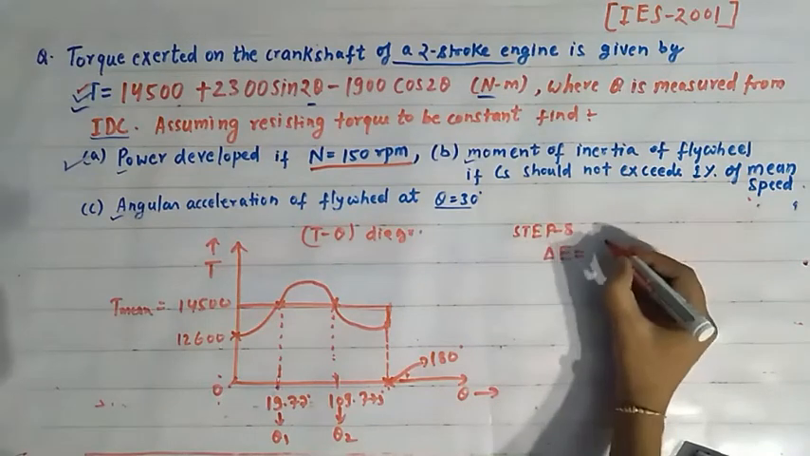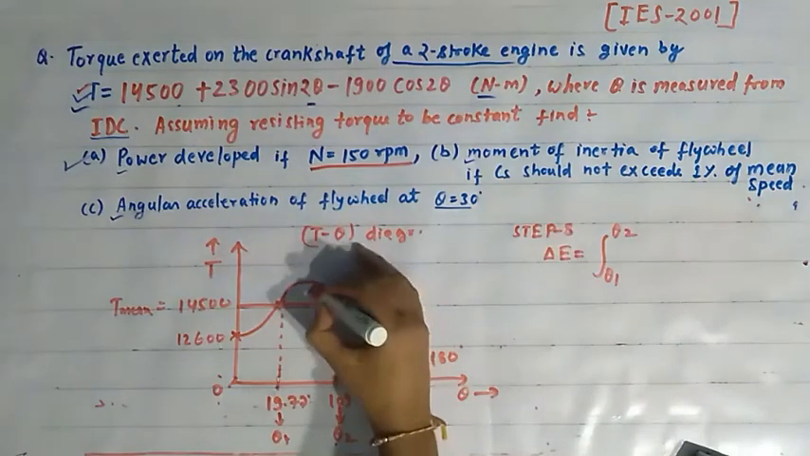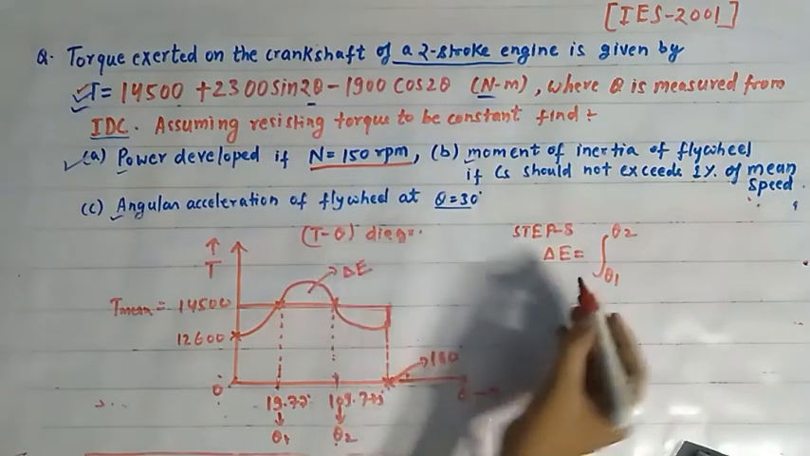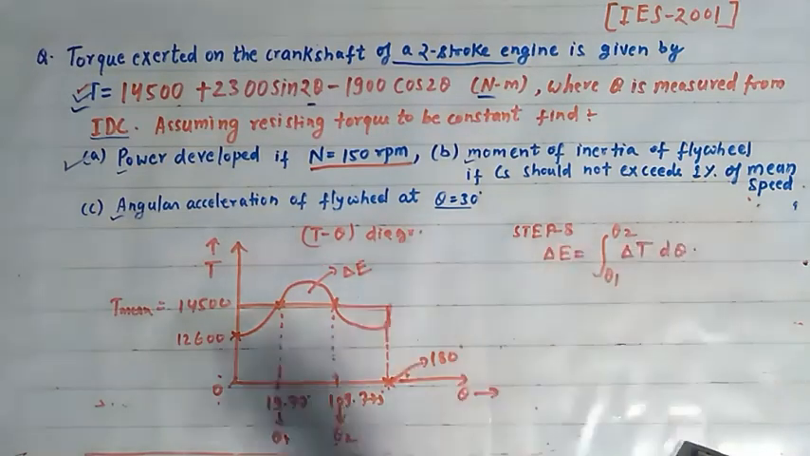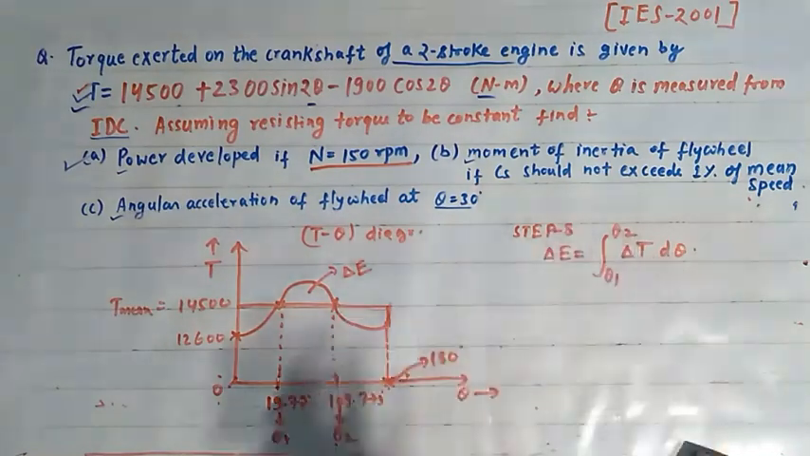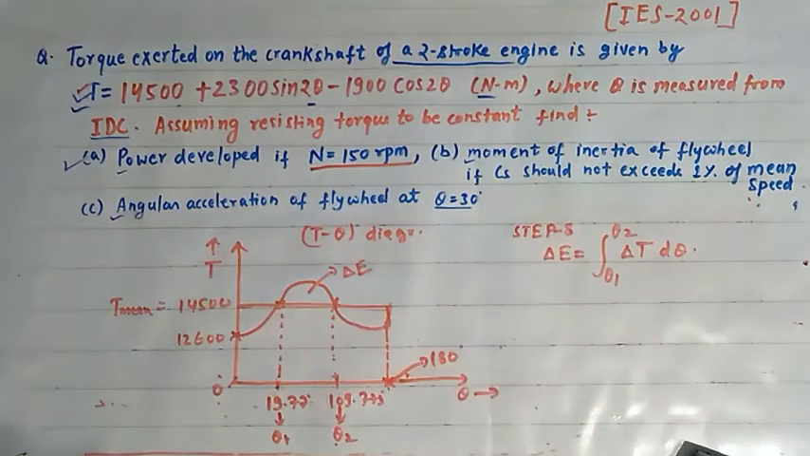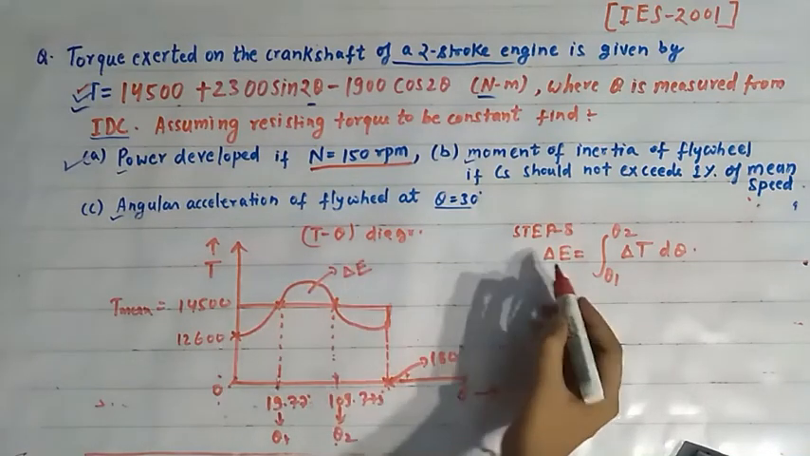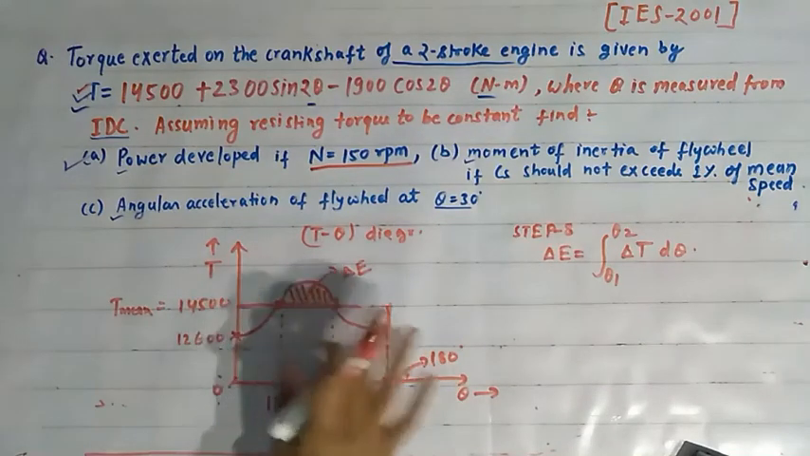Delta E is given as the integral from theta 1 to theta 2 of delta T d theta, because this is delta E, the maximum fluctuation of energy. So I have to integrate the delta T expression from theta 1 to theta 2 to get the value of the maximum fluctuation of energy. From theta 1 to theta 2, delta T represents this area. Okay friends, this is the maximum fluctuation of energy.